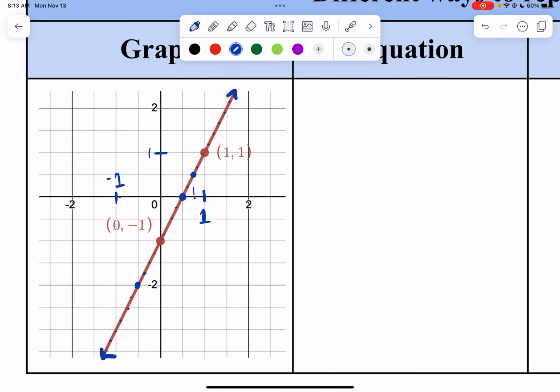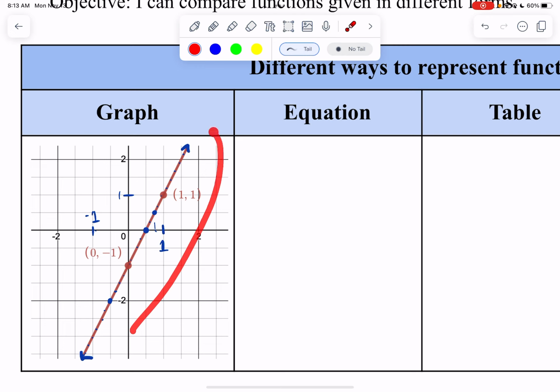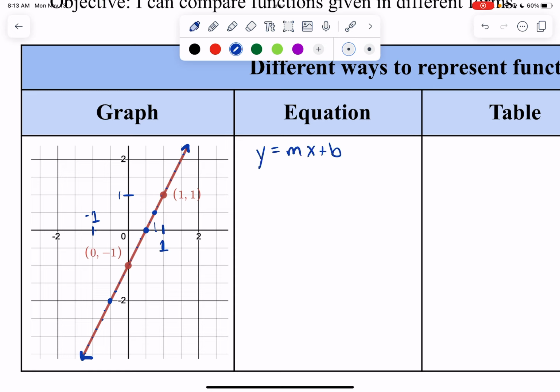But this graph can also be written as an equation. I can write this relationship between points. Again, this is just showing me how x and y relate to each other. If I know x, how do I get to y? So I can show that in a graph, and I can also write it in an equation. I'm going to use mx plus b just because my b is right there. There's my y-intercept on my graph. I know my b is -1. Now I just need to find the slope.